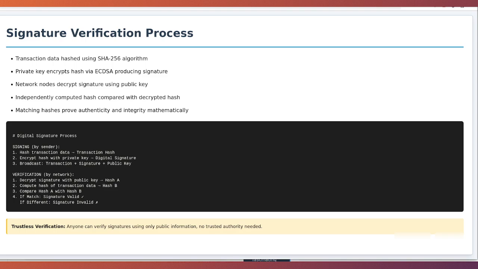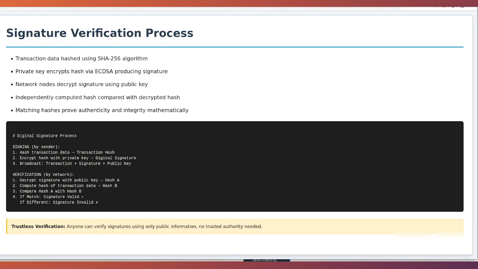When network nodes receive the broadcast, they perform the verification process. They take Alice's public key and use it to decrypt the signature, which should produce the original hash if the signature is valid. Simultaneously, they independently compute a hash of the transaction data. If the decrypted hash from the signature matches the hash they computed from the transaction data, the signature is valid. This proves that someone with Alice's private key signed that exact transaction and the transaction hasn't been modified.